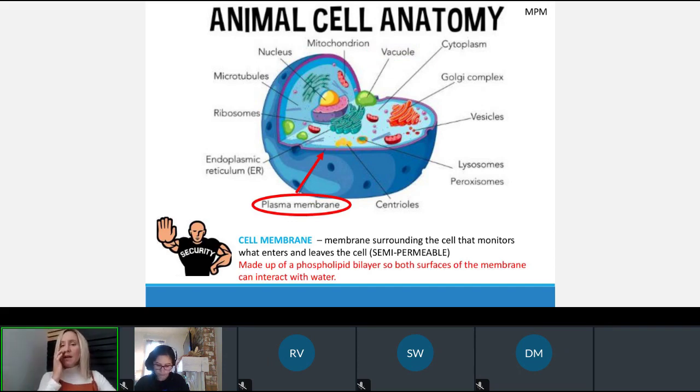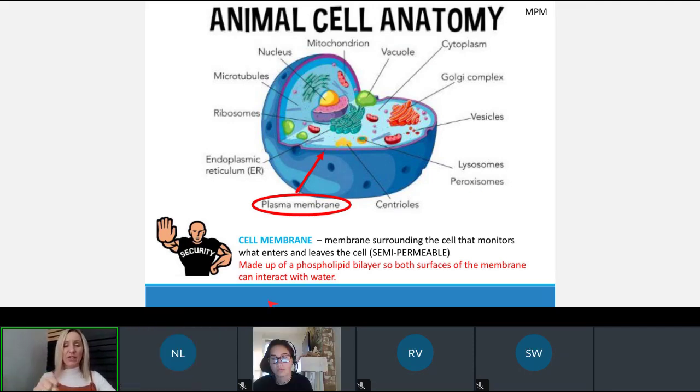All right. Nick, will you read about the cell membrane or the plasma membrane of the cell? This is with those lipids that we talked about in Unit 2. Yep. Right. The cell membrane. Membrane surrounding the cell that monitors what enters and leaves the cell. Semi-permeable. Made up of phospholipid bilayer. So both surfaces of the membrane can interact with water.